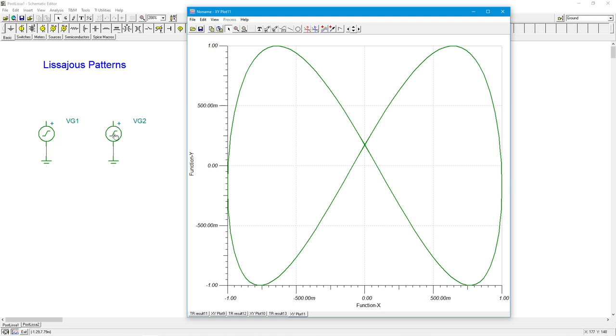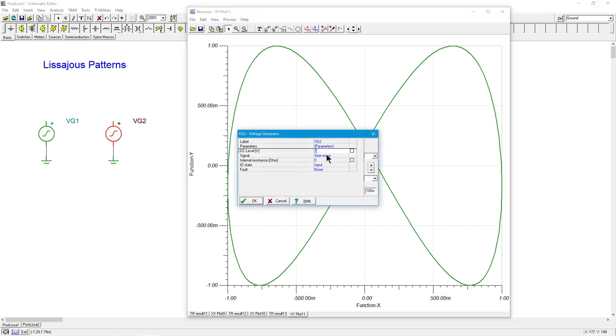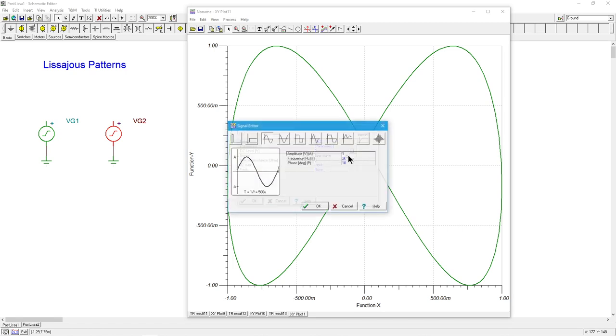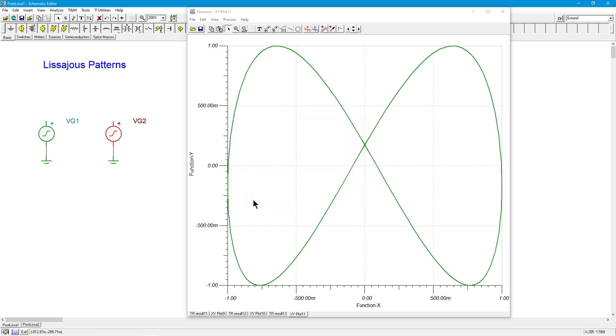So what do you think is going to happen if, let's get rid of the phase shift. So what if I make this like 1.5? Okay, that is a frequency ratio, right? I got 1K and 1.5K. That's a 2-to-3 frequency ratio.